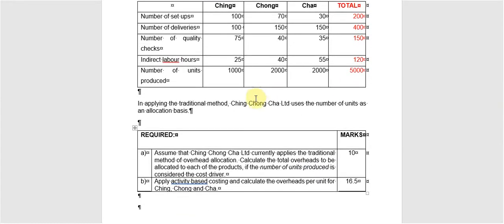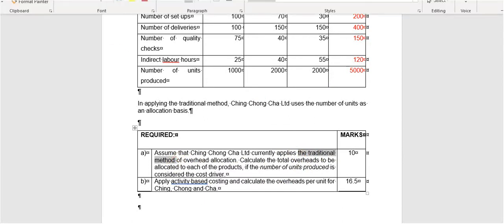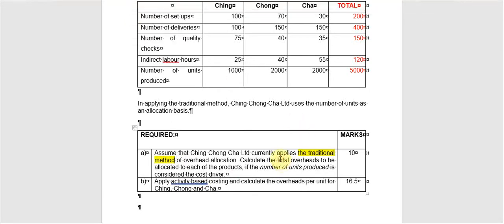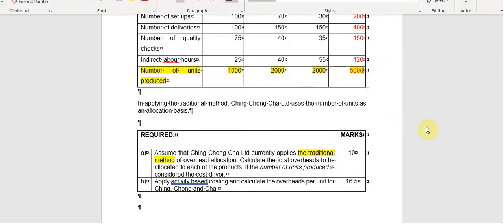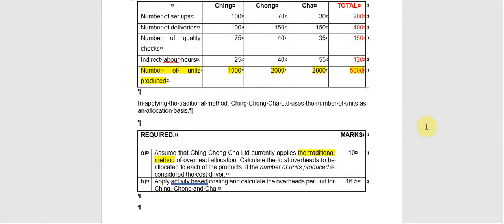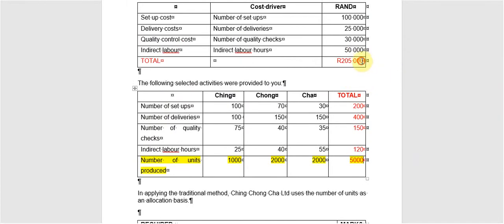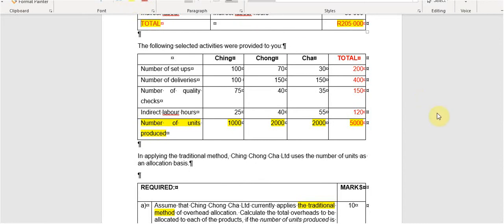So I am going to just use color, and I am going to mark the traditional costing. Let's highlight that one in yellow. So it is traditional costing. It has a single cost driver, and this is the cost driver. What else will I need to calculate my traditional method? I will need to have the total overheads. I need this information in order to do the traditional method.